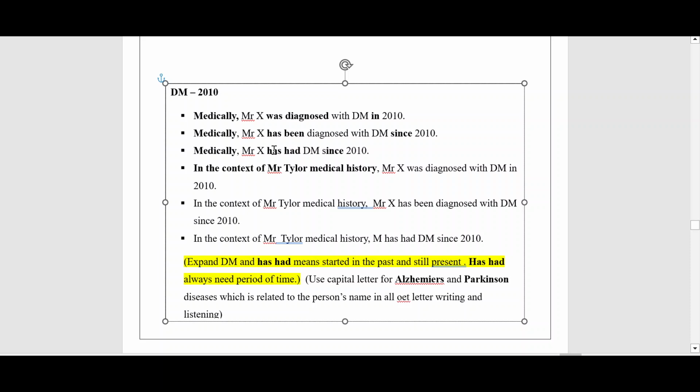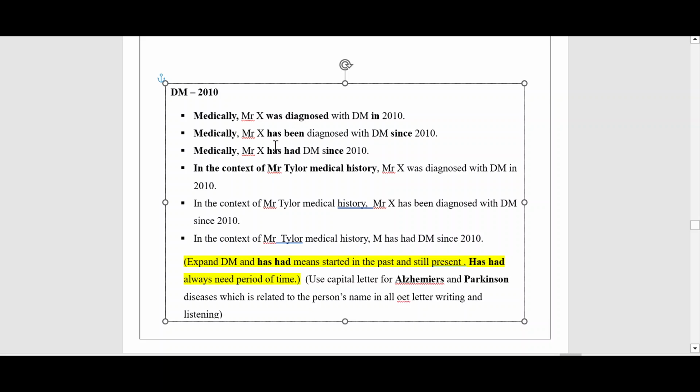This has had means it is still present now, and has been diagnosed means it is still present. And was diagnosed means it is present or not, but it was diagnosed. Has been diagnosed with it means the condition is still present, but it is just mentioning that he was diagnosed. We are not focusing more on whether it is present or not.